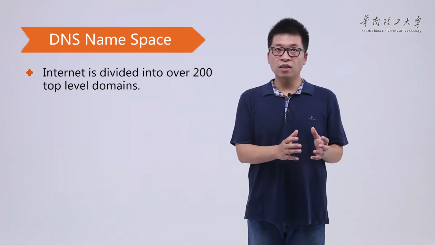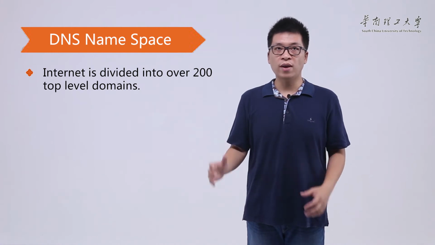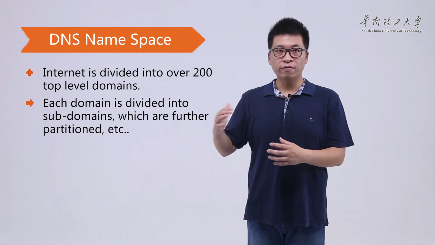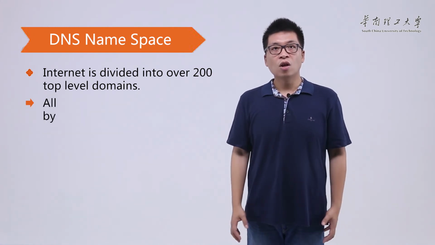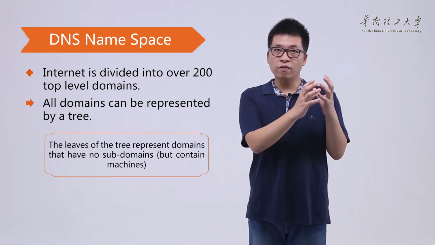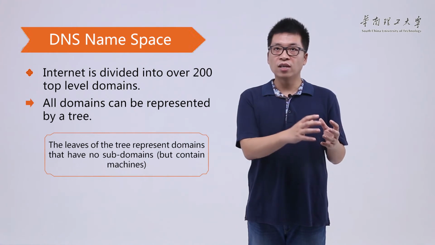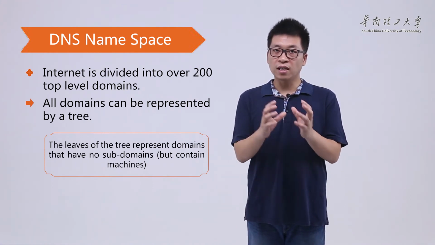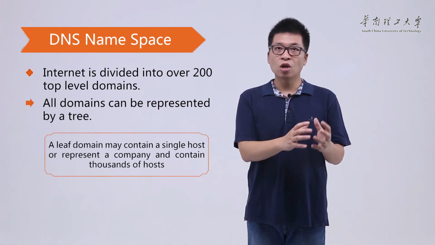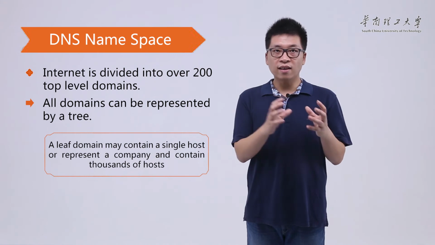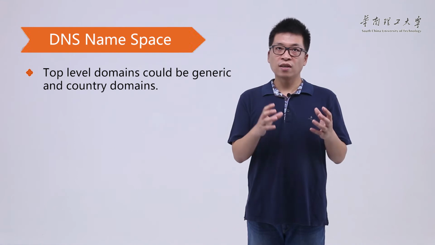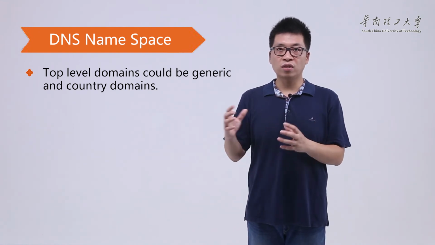The internet is divided into over 200 top-level domains. Each domain is divided into subdomains, which are further partitioned. All domains can be represented by a tree. The leaves of the tree represent domains that have no subdomains but contain machines. A leaf domain may contain a single host or represent a company that contains thousands of hosts. Top-level domains can be generic and country domains.